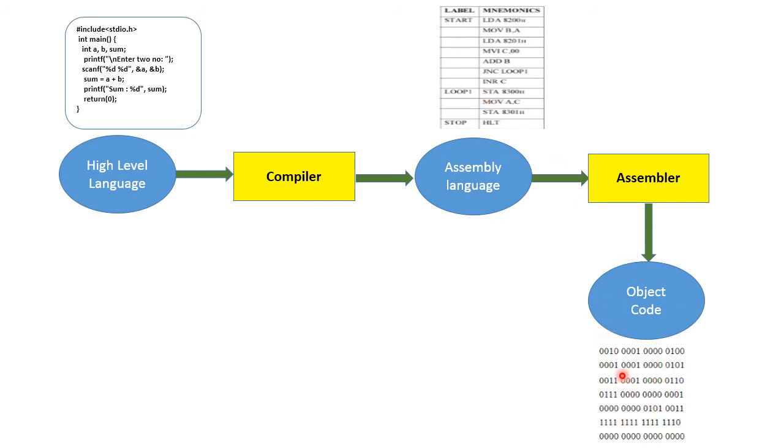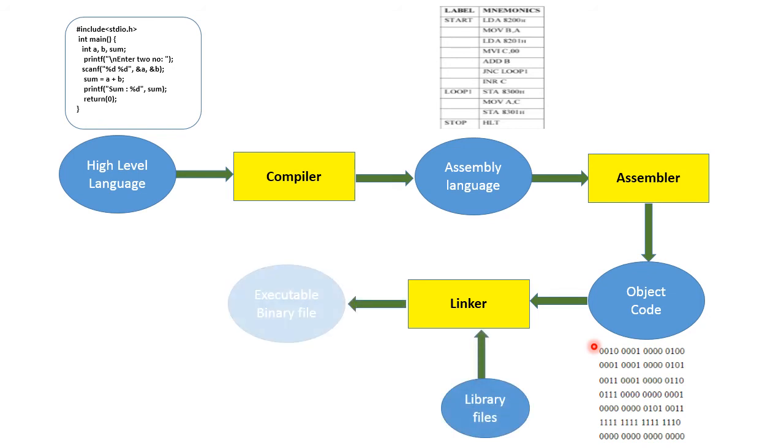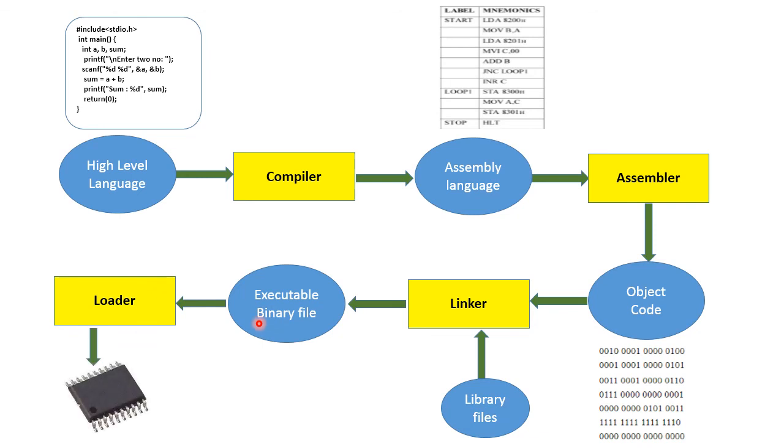But these codings cannot be executed. So, we have to convert this into an executable file. For this purpose, we go for the linker. This linker will combine the files present in the library with our object code and it will create an executable binary file. Now this file can be easily executed. This file is then loaded into the IC using the loader. So, this is the overall process carried out here.